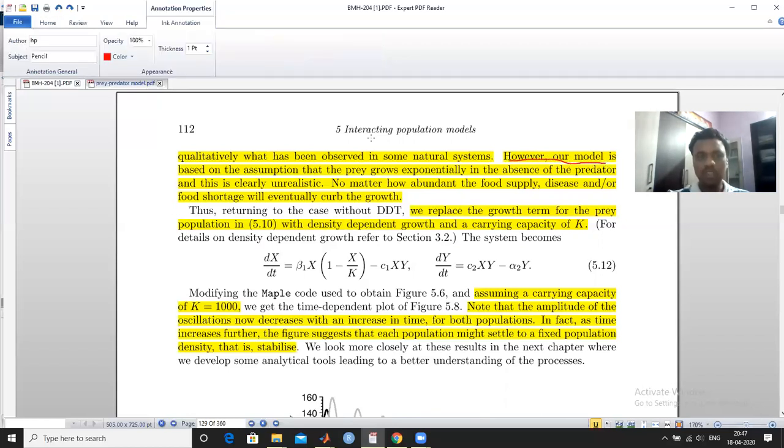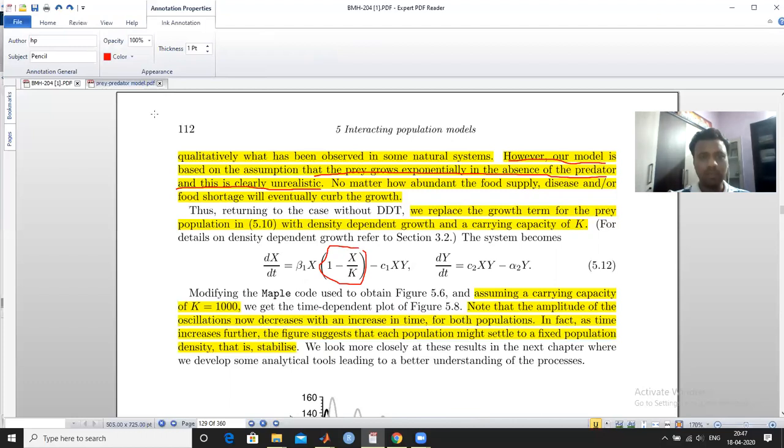So our model is based on the assumption that the prey grows exponentially in the absence of the predator, and this is clearly unrealistic. So this is the main reason for using this density dependent model, because it does not happen. So in the previous model, what was the rate? The rate was dx over dt.